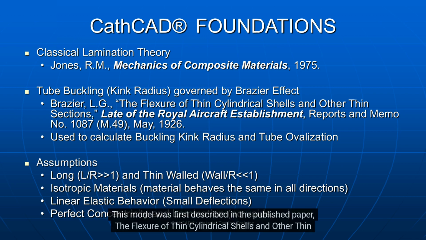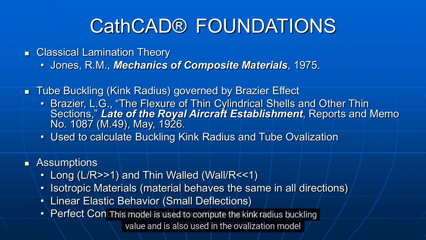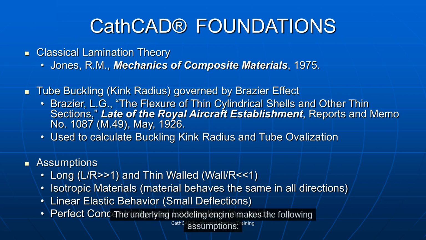This model was first described in the published paper, The Flexure of Thin Cylindrical Shells and Other Thin Sections. This model is used to compute the kink radius buckling value and is also used in the ovalization model. The underlying modeling engine makes the following assumptions.